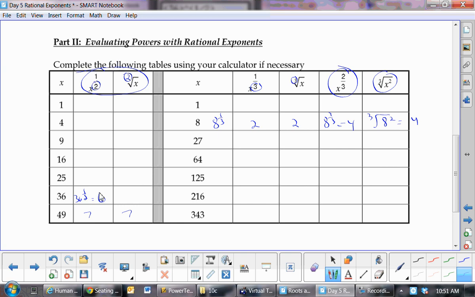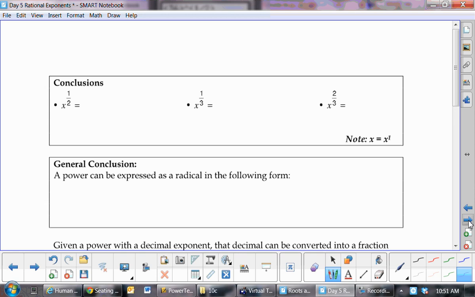So, what are we going to say about this? Well, let's summarize it. X to the 1/2 is the same thing as square root x. And you know what? Let's put an invisible 2 here, and let's put a 1 there. Okay, now x to the 1/3 was cube root of x to the 1. X to the 2/3 would be cube root of x squared.